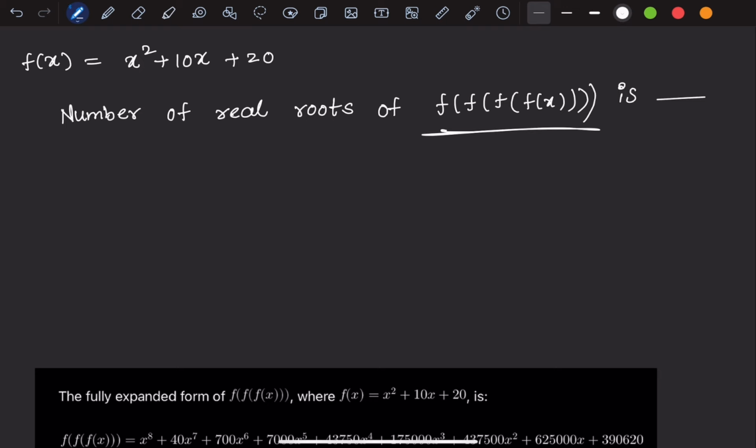So what we have here is a quadratic equation. So your f of x is a quadratic equation and the task is simple. You just have to find out the number of real roots of f of f of f of f of x.